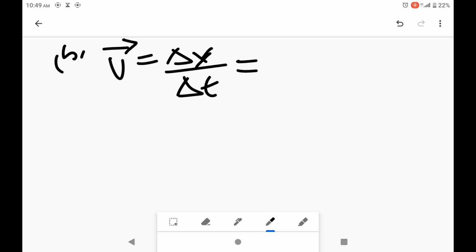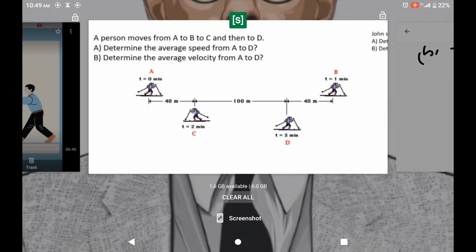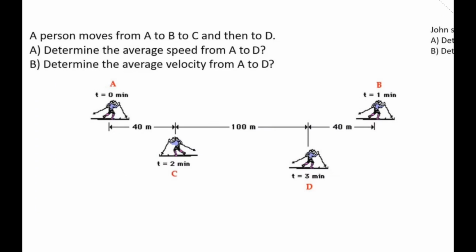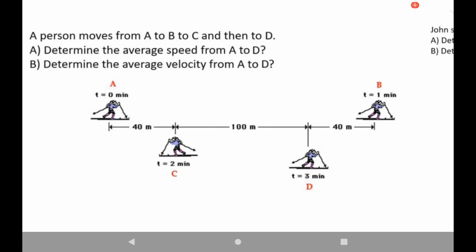We know that this person is covering a distance from A to B to C and then to D. So our displacement is the whole distance, which is AD. So when it comes to distance from A to D, you can see it's 40 plus 100, which is 140. Simple.